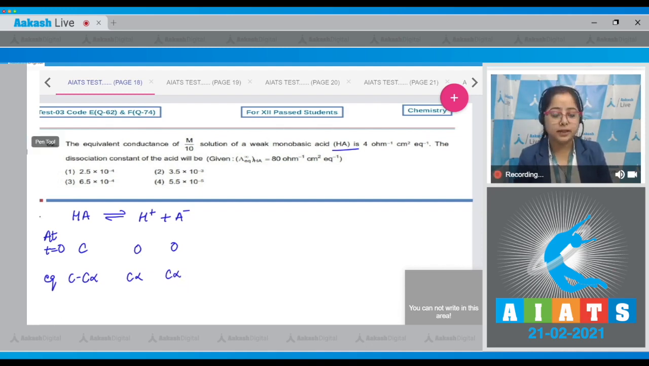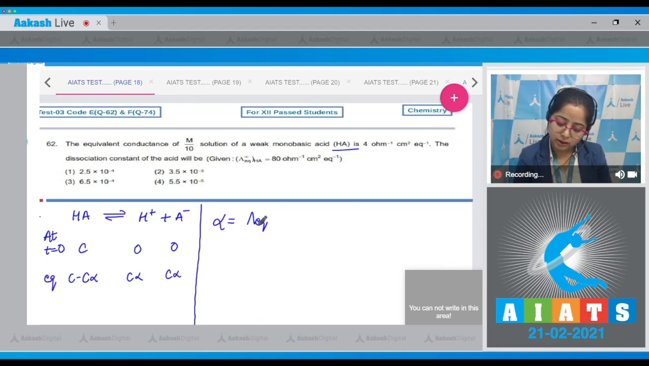Now students will be calculating alpha. So alpha is equal to equivalent conductivity at concentration C upon equivalent conductivity at infinite dilution. Equivalent conductivity at concentration C is equal to 4, we are given, and the equivalent conductivity at infinite dilution is equal to 80, which is also given. So the value of alpha will be 0.05.